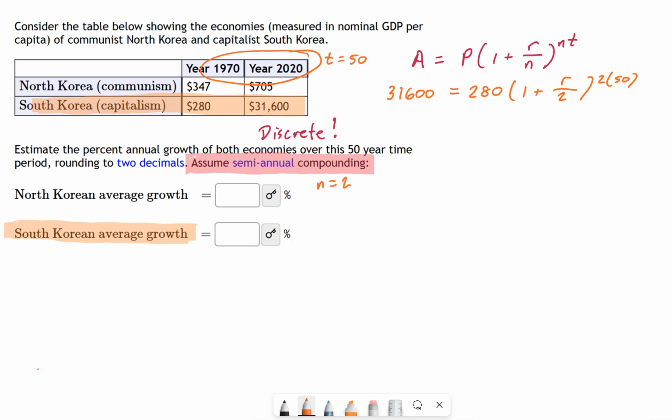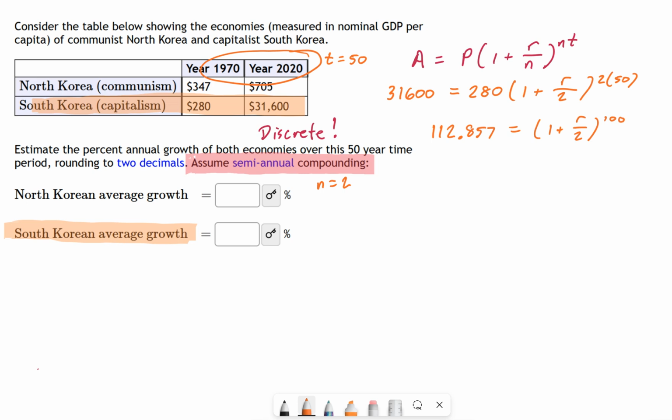So to simplify all of this, the first thing we need to do is get the exponential by itself. In other words, see this guy right here? That needs to be alone before I can start canceling things out. So the first thing I'm going to do is divide both sides by 280. Okay, and that's going to give me, let's see, calculator says that's going to give me 112.857. And that equals 1 plus r over 2. I'll simplify the exponent to just be 100.